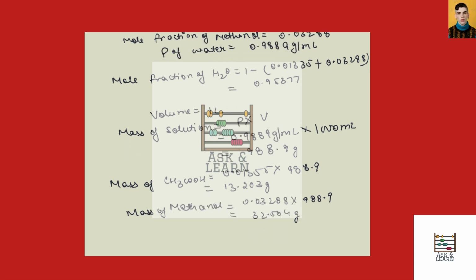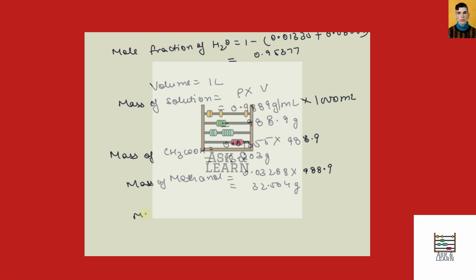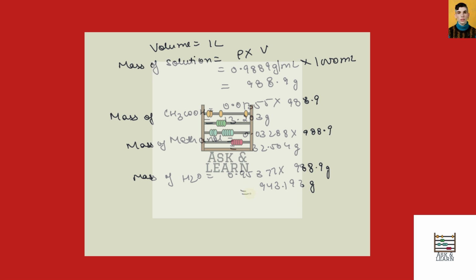Then after that the mass of the water is equal to 0.95377 into 988.9 gram. So this comes to be 943.193 gram. So now here we have to find out the moles of the methanol, as we have to find out the molality.